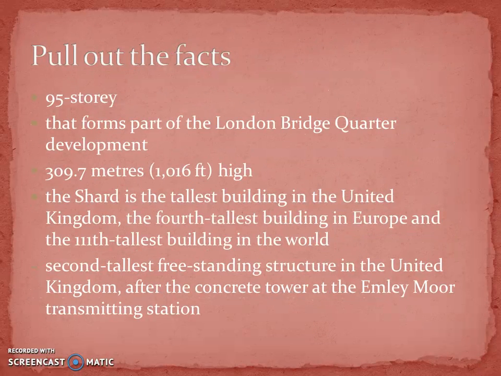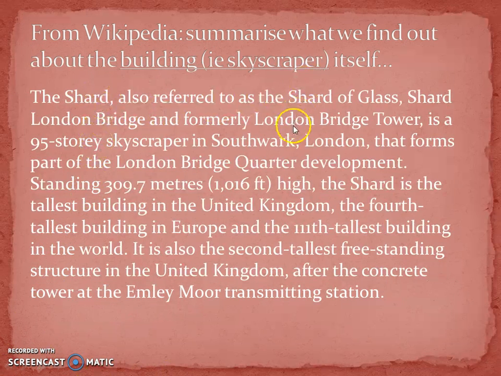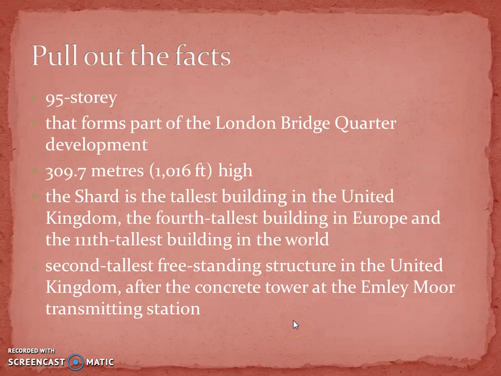Well, that's a bit of a mouthful. What I would do is I would read that and I would underline, or in this case, because it's a PowerPoint, I've copied and pasted information about the building. So I left out stuff about names because they're asking me about the facts of the building. It's 95 storeys. It forms part of the London Bridge Quarter development. It's 309.7 metres high, or you can do it in feet. It's the tallest building in the United Kingdom, the 4th tallest building in Europe, and the 11th tallest building in the world. And it's the 2nd tallest freestanding structure in the United Kingdom, after the concrete tower at the Emley Moor transmitting station.